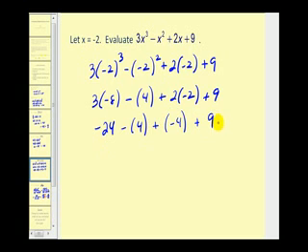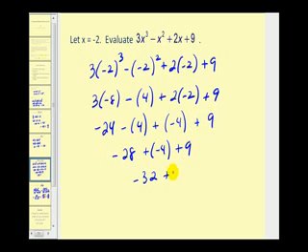So now we'll add and subtract from left to right. So negative 24 minus 4, that'll be negative 28. Then negative 28 plus negative 4, that'll be negative 32. And then lastly, negative 32 plus 9 equals negative 23.